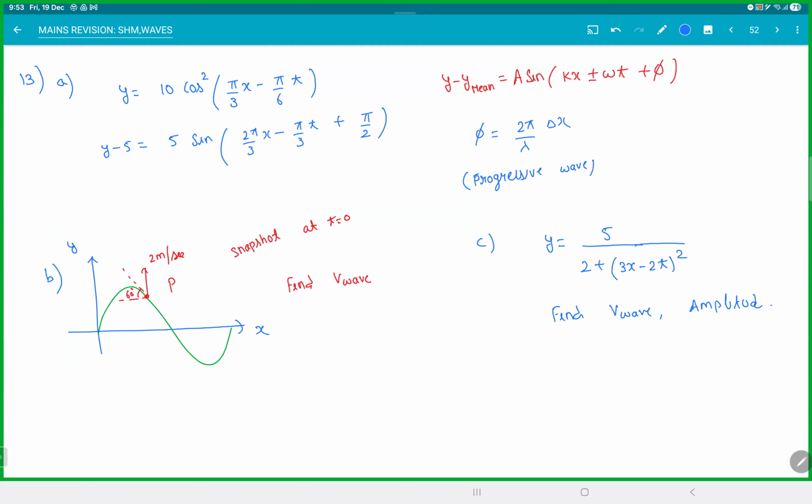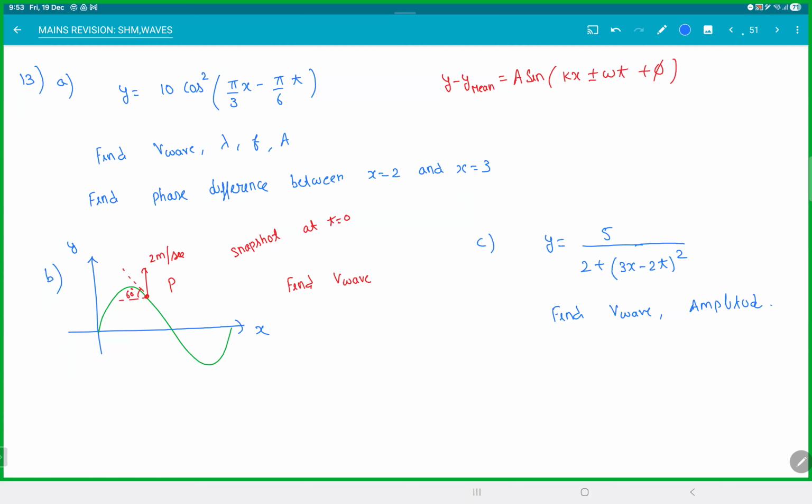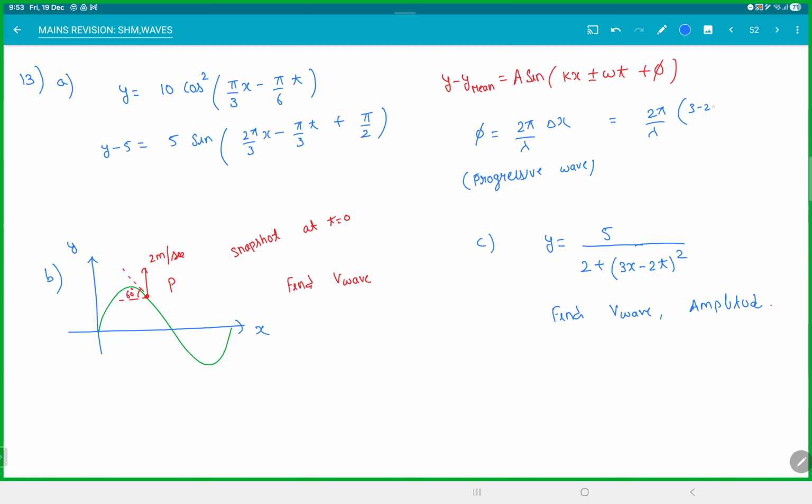Remember? In a stationary wave, what is the catch? All the points within a loop are in phase. Alternate loops are out of phase by pi. But there are only two answers there. This is not valid for this. So 2 pi by lambda and delta x will be between 2 and 3. So that's 3 minus 2 and you're done.